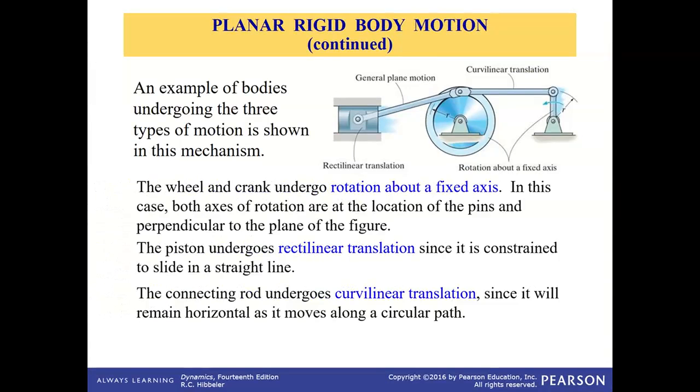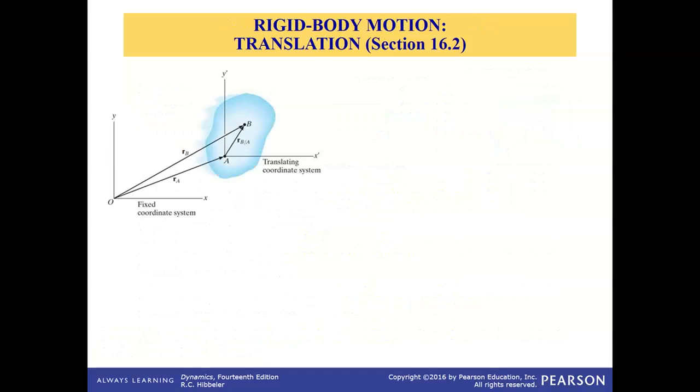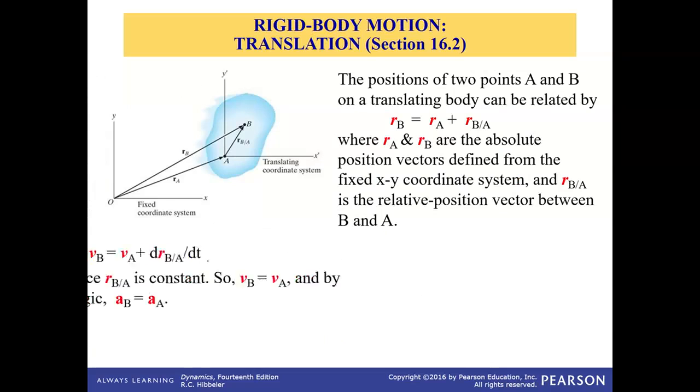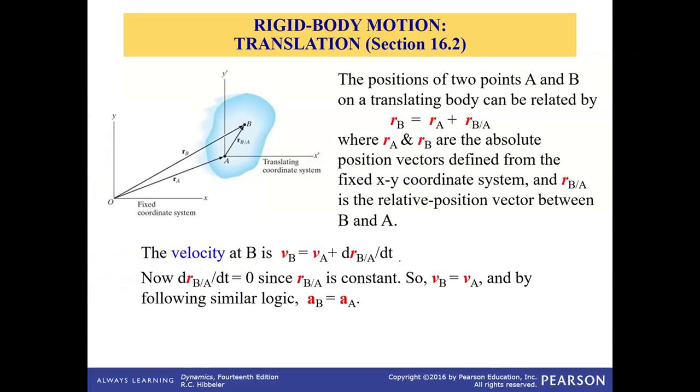This slide has the same example with the description about different types of motion for slider crank mechanism. We have already discussed this point that when a rigid body has translation motion, all the points on the body have the same velocity and they have the same acceleration.